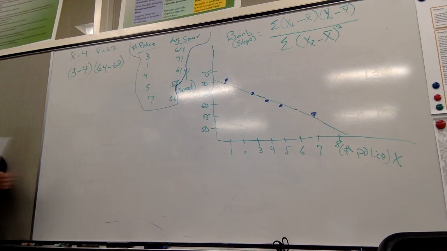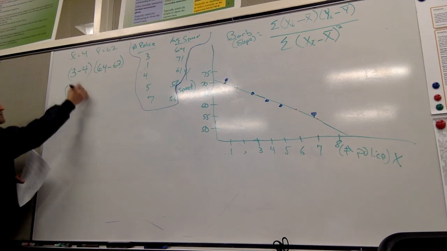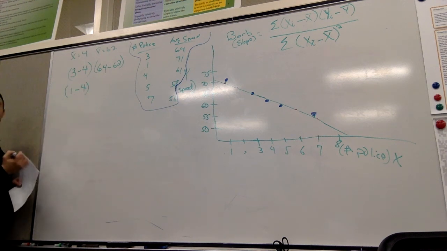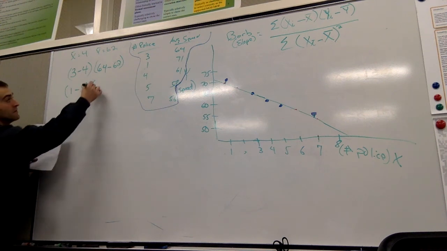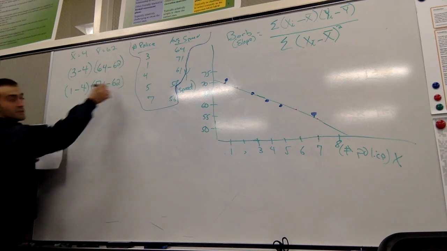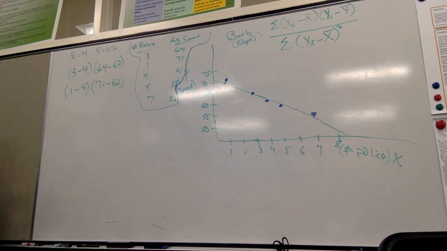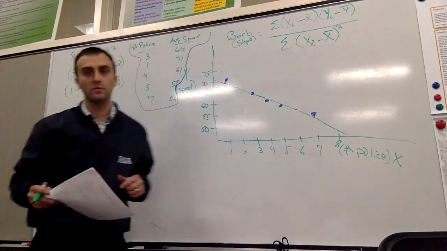So I'm going to set them all up before we do the math. The next x sub i is 1 police car. So take your 1 minus the mean of x, 1 minus 4. Now for its y, 71 minus y bar of 62. And let me know if I'm going too fast. I hope the microphone's picking up, it should, hopefully.